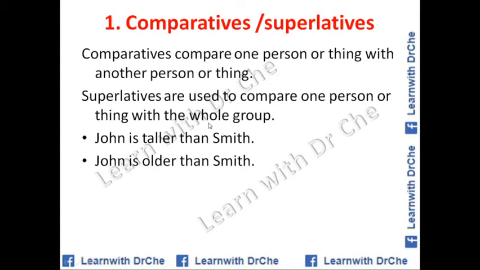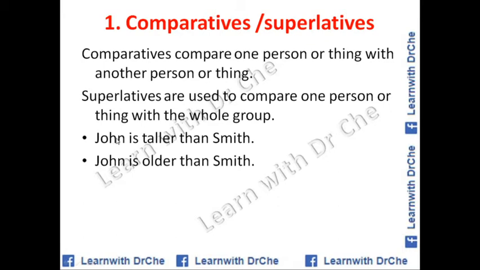So bear with me. Number 1 is comparatives and superlatives. Comparatives compare one person or thing with another person or thing. They compare two things. Superlatives are used to compare one person or thing with the whole group, to compare one thing with a group of two or three or more.